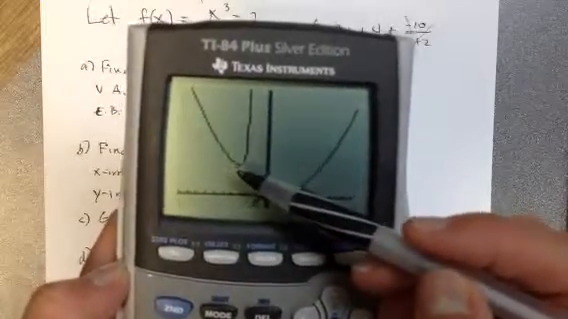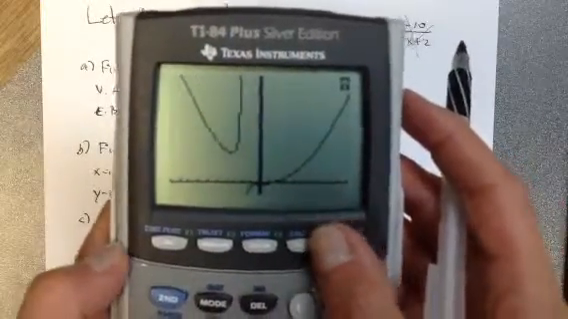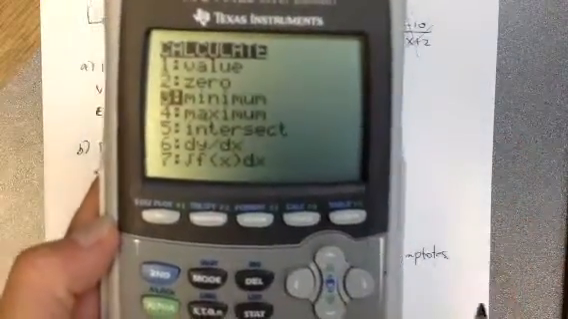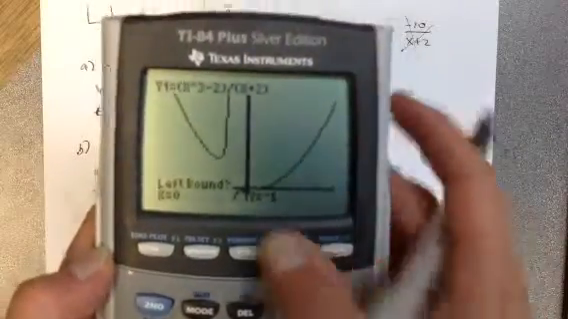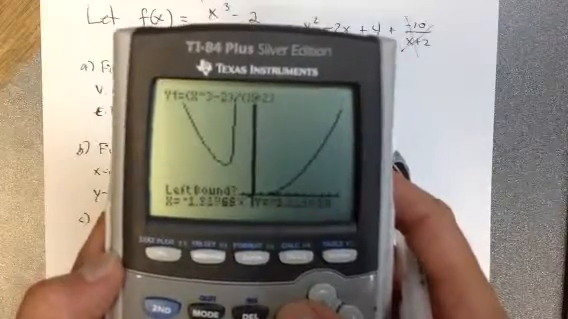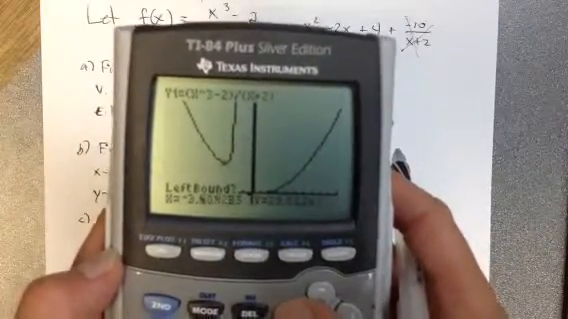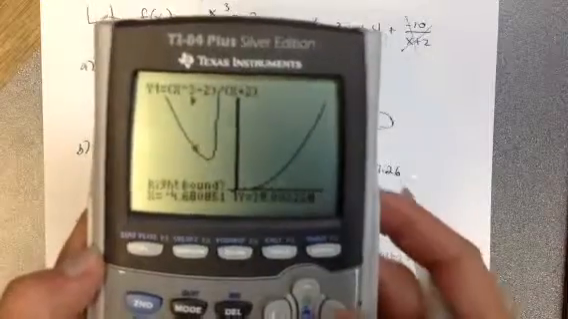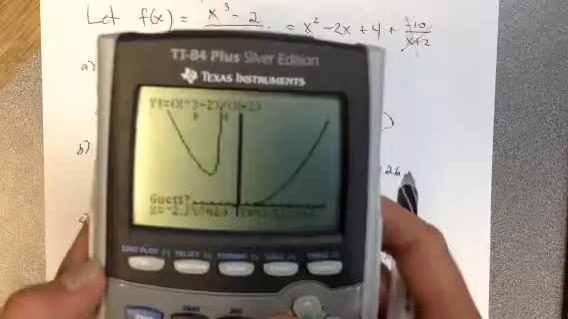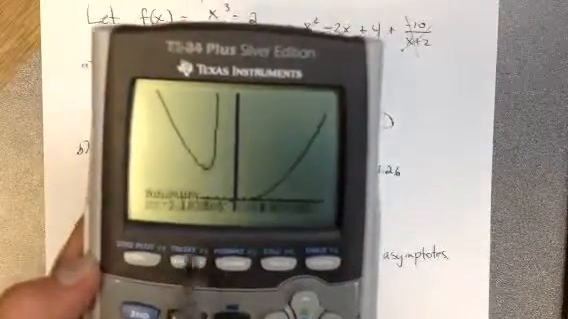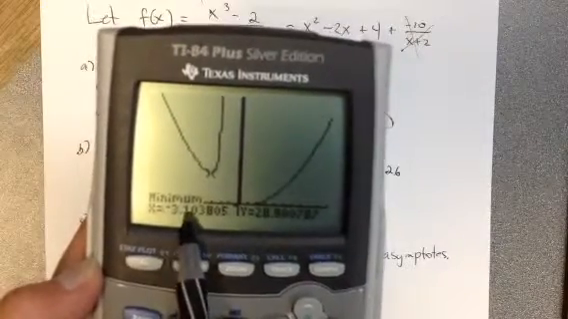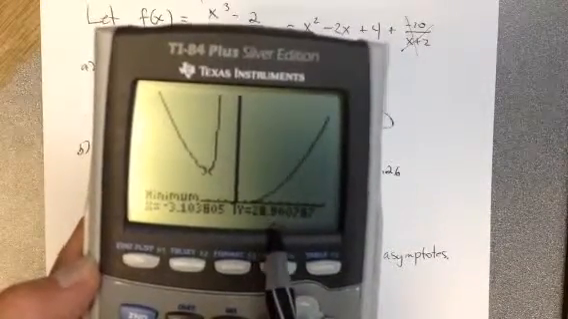We have a relative minimum, so I'm going to find that. Second, trace, down to minimum. So for the left bound, I'll go on the other side of that minimum. So it's there. And on the other side, it's there. With our guess. So we see we have a minimum at the point where x is about negative 3.1 and y is about 28.9.